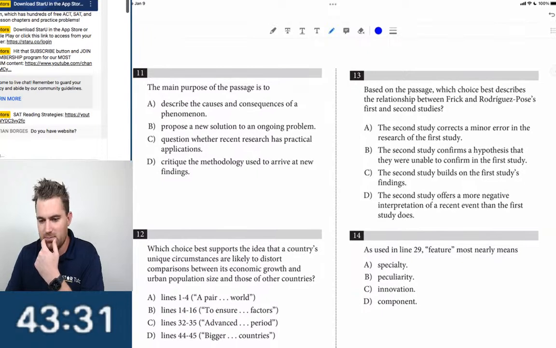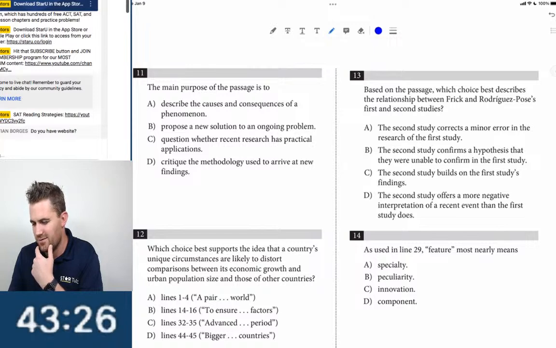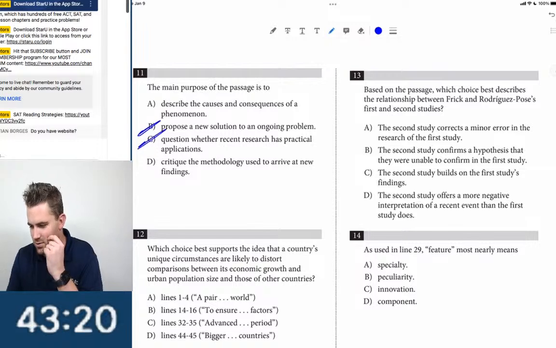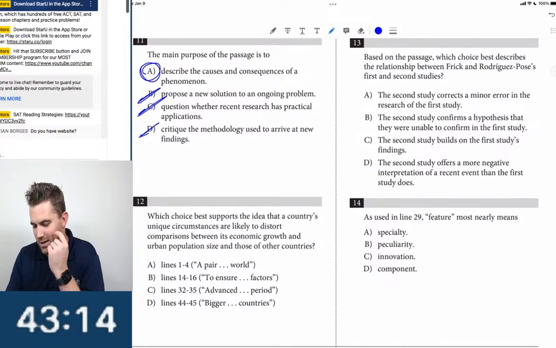The main purpose of the passage is to describe the cause and consequences of the phenomenon. Maybe. Propose a new solution? No, they weren't proposing a new solution. They were just studying it. Question whether research? Nope, it wasn't questioning it. Critique the methodology? No, it wasn't critiquing. I don't love A, but I think that's the only one that isn't the definite no.